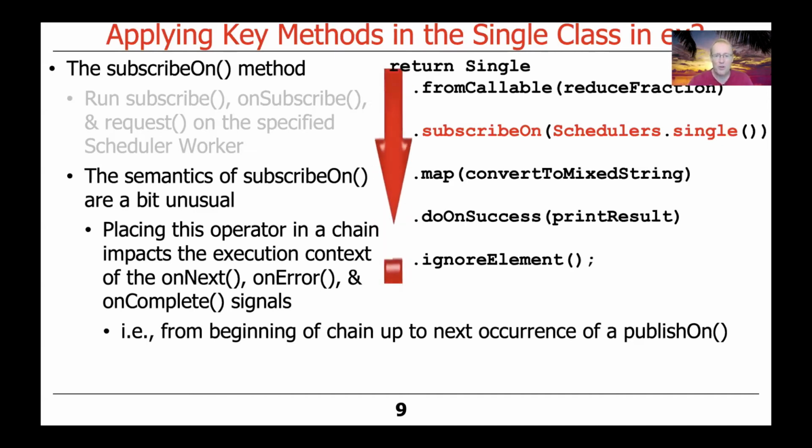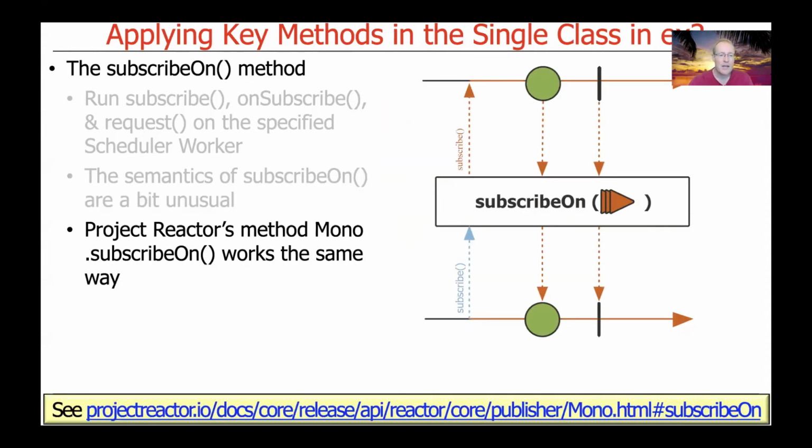And it doesn't really matter whether subscribeOn appears right after fromCallable or after map or after doOnSuccess. As long as it appears somewhere there, it'll run in the background thread. And so placement doesn't matter, but it needs to come after whatever it is you're trying to actually have run in the background. There's also a subscribeOn method in Project Reactor in the Mono class that basically works the same. So Project Reactor and RxJava have the same semantics for their subscribeOn methods.